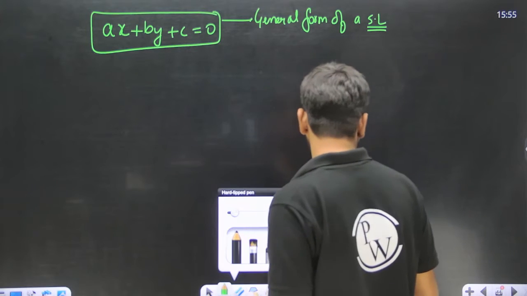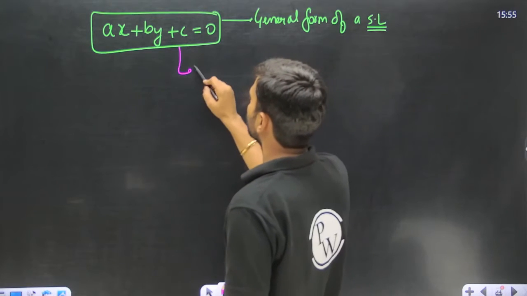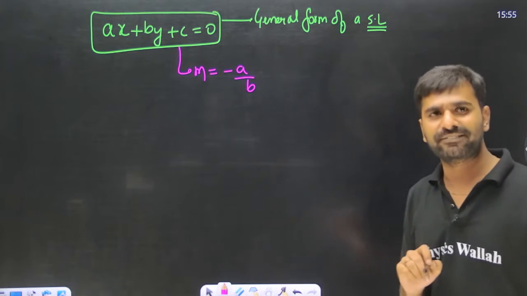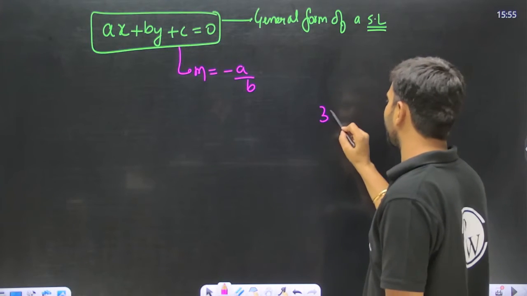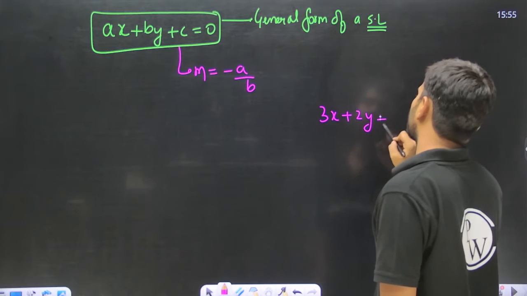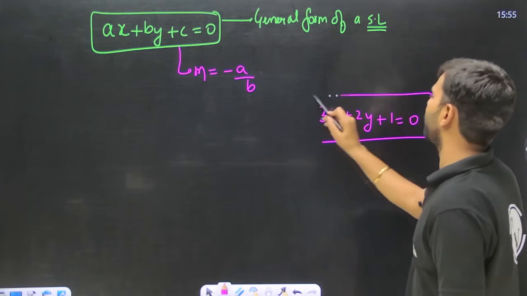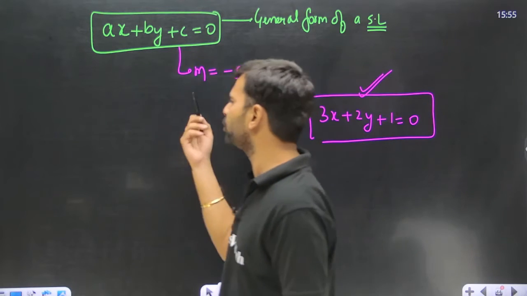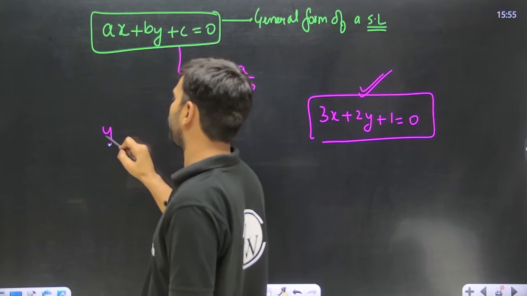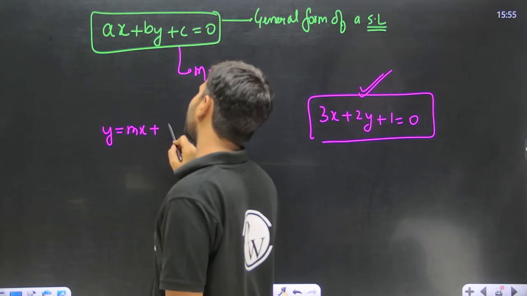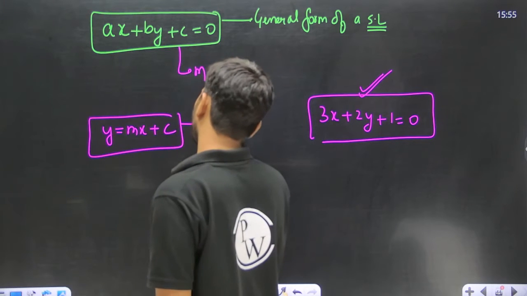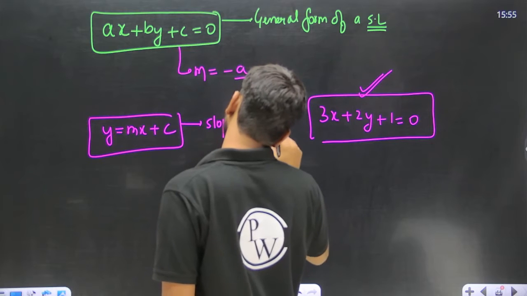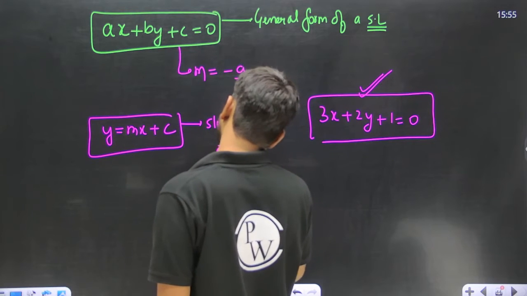Whenever a line is given to you like this and the slope is asked, what you do is minus a by b, that is minus times the coefficient of x divided by the coefficient of y. Let's say I give you a line like this and ask what is the slope of this line, so minus times 3/2, you can orally tell me the slope. If I give you another form of straight line like y equal to mx plus c, which is known as the slope intercept form, then over here the slope is nothing but m.